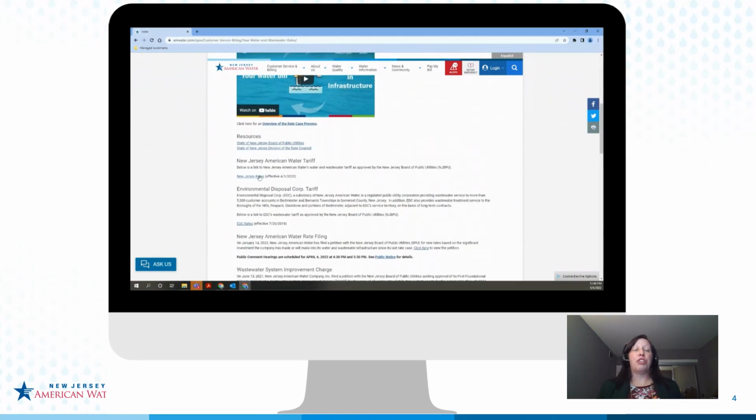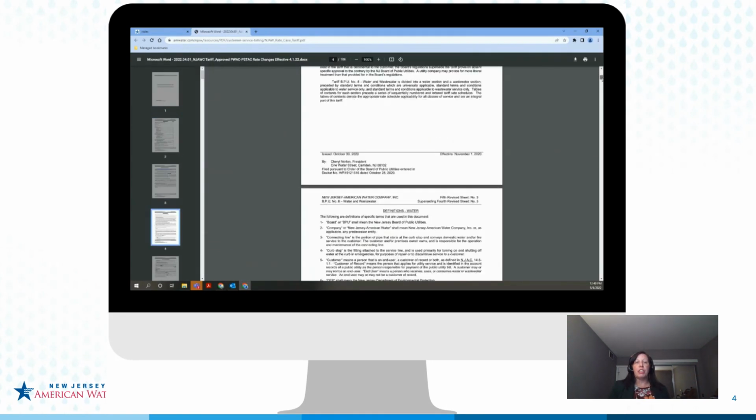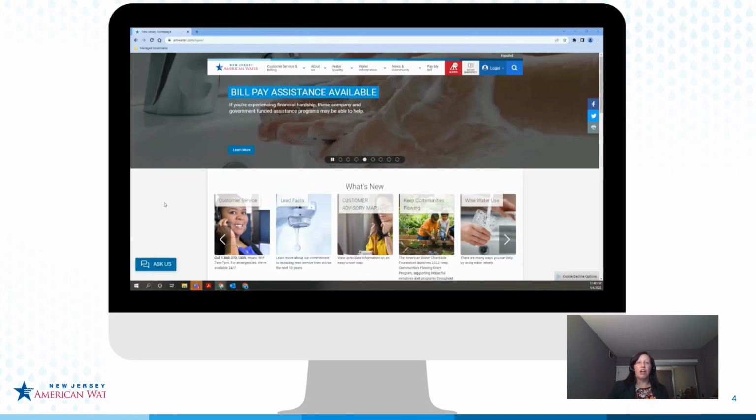Also on this page is our New Jersey American Water Tariff. This tariff is what governs the relationship between New Jersey American Water and its customers. In other words, it's the basis for the calculation of the company's water and wastewater service rates.